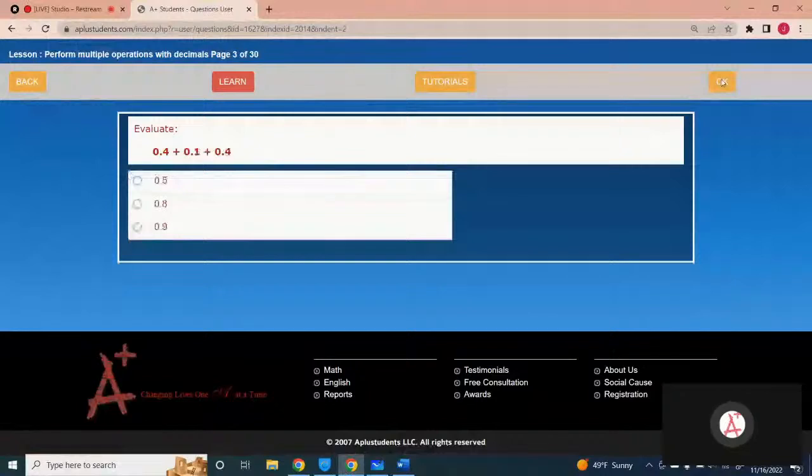Okay, the next one is 0.4 plus 0.1 plus 0.4. So they all are additions. Just add them. So the answer would be 0.9 because you just have to add them. Got it?